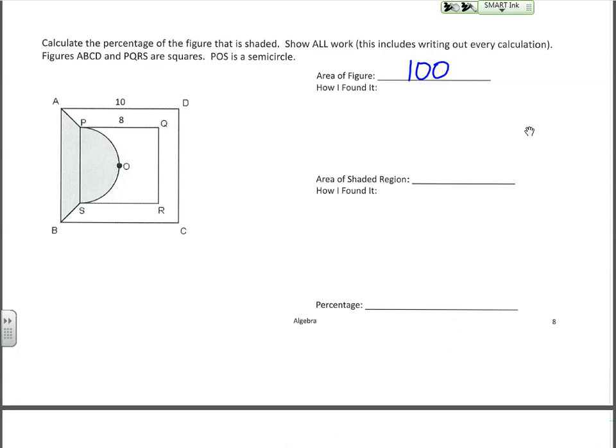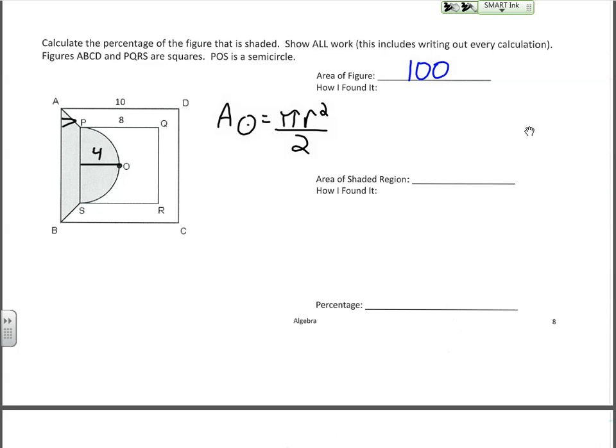So we have a semicircle here with a radius of 4, and we know that because side PQ is 8 and O is the center of the square, then from O to the side PS is going to be 4. The area of a circle is pi r squared, and we've come across this before. We don't want the area of the entire circle. We want the area of half of the circle. So we'll be dividing that formula by 2 to get the area of the semicircle there.